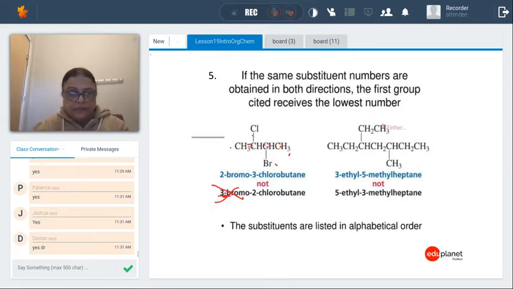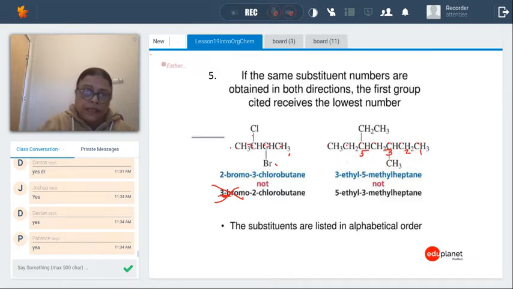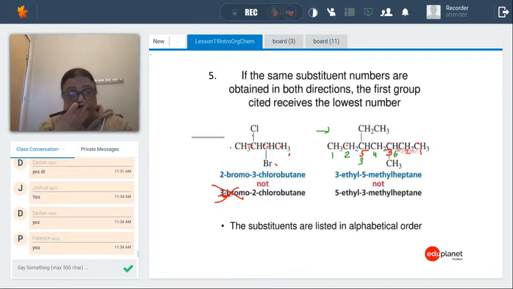Is this clear? Let's look at another example. 1, 2, 3, 4, 5, 6, 7. This is heptane. How do I count, right to left or left to right? Let's see. When I count the red way, I have 1, 2, 3, 4, 5. When I count the green way, this way, I count 1, 2, 3, 4, 5. It's the same. Which is considered the right name?